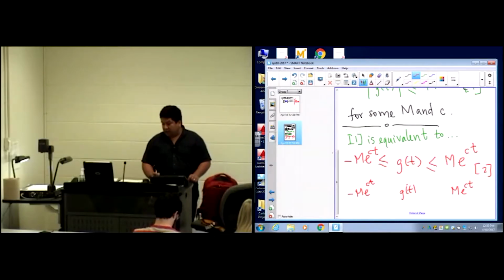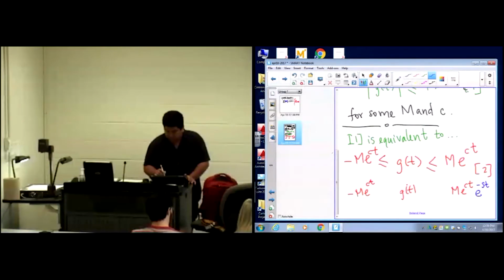But I'm multiplying every term of the double inequality, the upper bound, the lower bound, and the thing in the middle. That's like the turkey and the Swiss cheese in my lunch, right? That thing in the middle, g of t, is also being multiplied by e to the minus st.